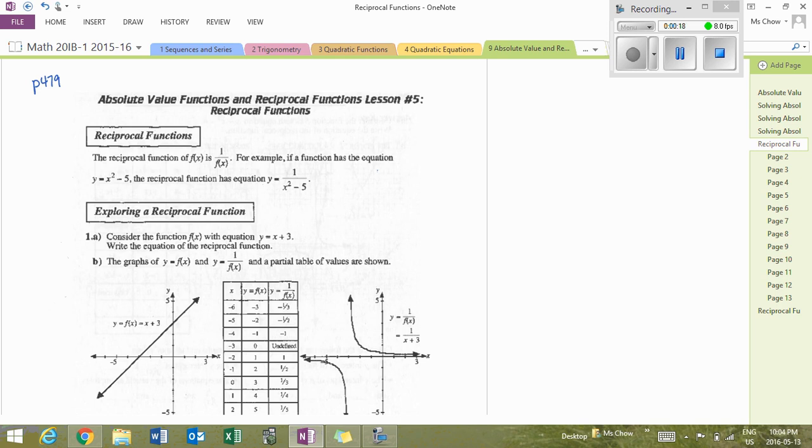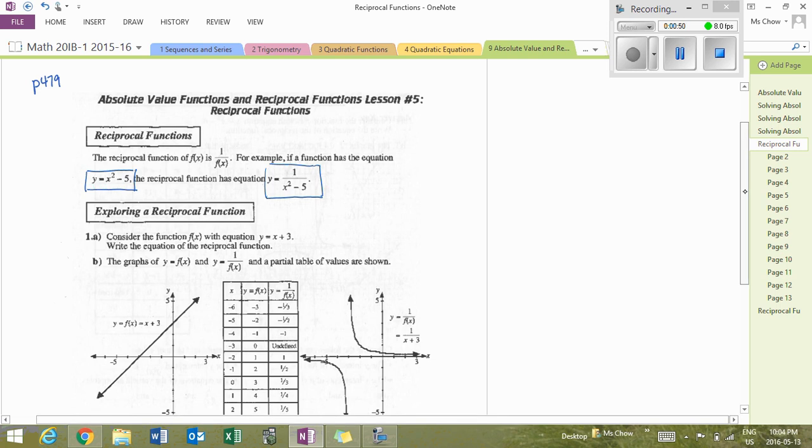Of course, we recall we can talk about reciprocals with fractions. Usually it's brought up when we talk about dividing fractions. We say to divide a fraction, we multiply by its reciprocal. So if the function has the equation y equals x squared minus 5, then the reciprocal function would be y is equal to 1 over x squared minus 5. So these are things that we can actually graph as well.